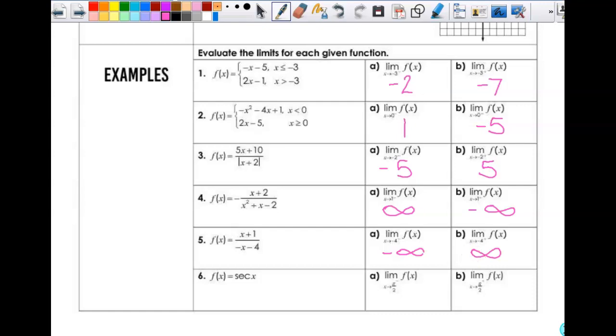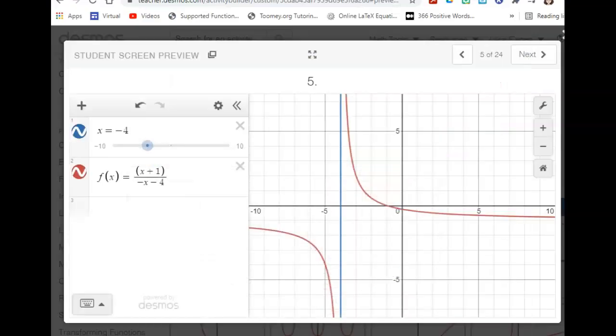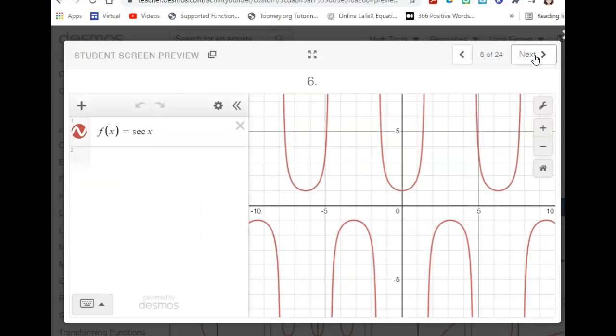So then let's look at number 6 together. Well, this is a trig function. I want to know as x approaches pi halves from the left and the right. Well, my x-axis doesn't have the pi's in it like I would like it to. Sometimes they'll be in there, sometimes they may not be. You have control over that in Desmos.